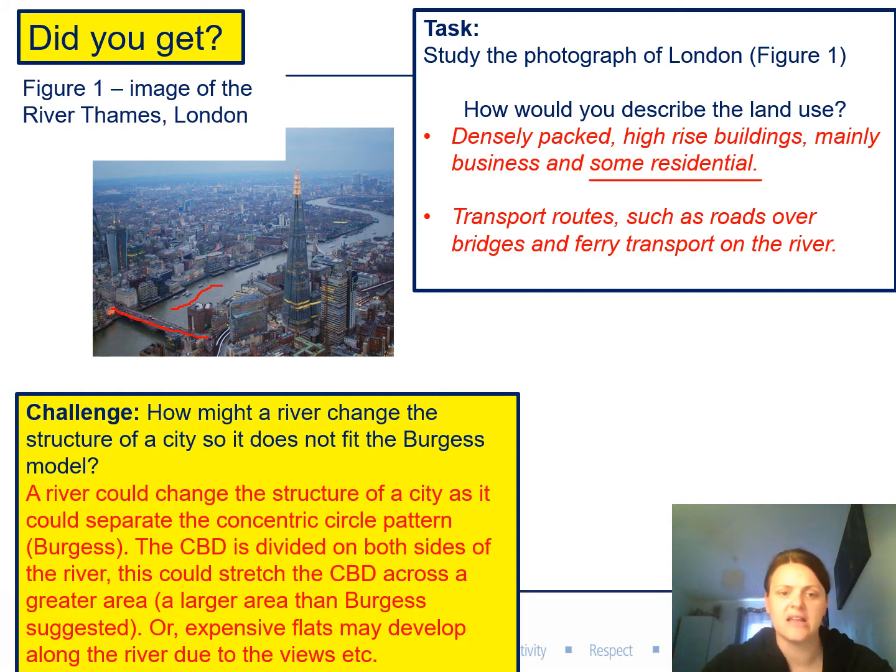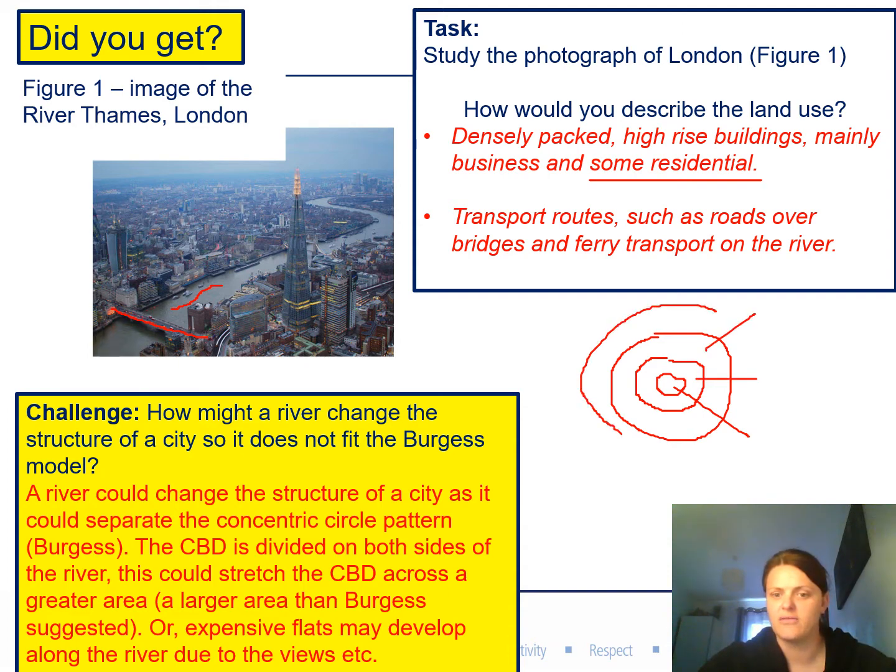Let's have a look at the challenge. So how might the river then change the structure of the city so it does not fit the Burgess model? Well, if you remember from last lesson, the Burgess model was the model that showed all urban areas that had a structure like this. So it went into concentric circles where you had the CBD in the middle, then the inner city, outer city or suburbs, and then rural urban fringe right at the edge.